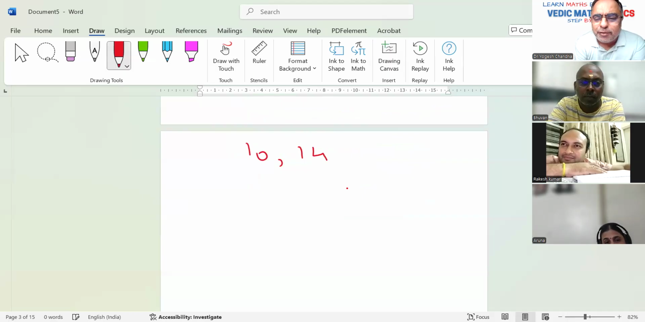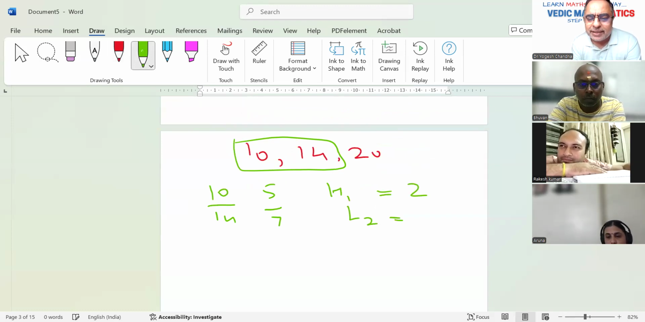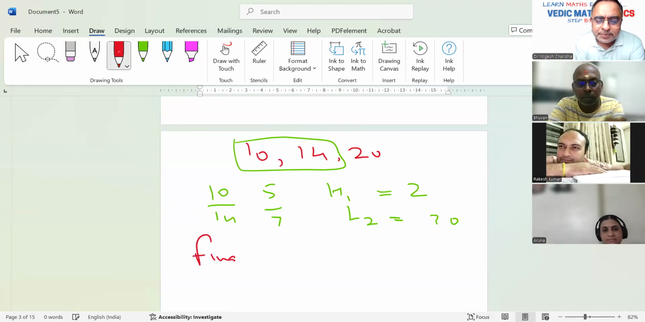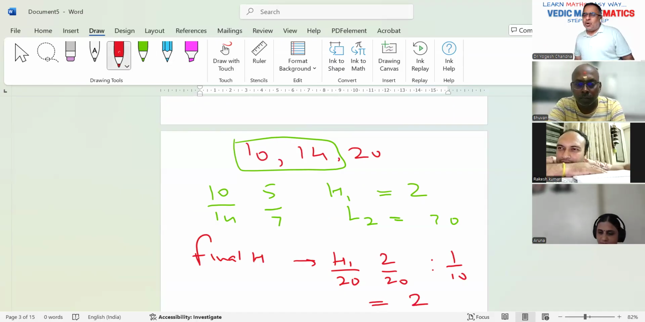I have 3 numbers, 10, 14, 20. Take any 2 first. Let's take these 2. 10 and 14, 5 and 7. So H1 is 2, L1 is 70. Any doubt? Clear. Now, final H will be H1 and the third number, 20. So HCF of 2 and 20 is 2, that is 1 by 10. So final H is also 2. Finish. No confusion at all.